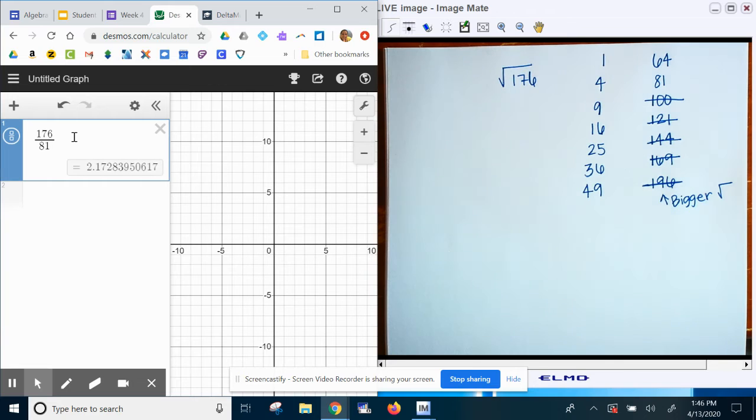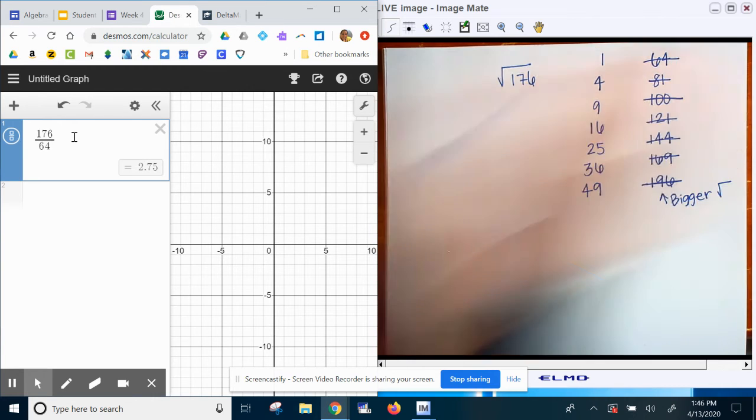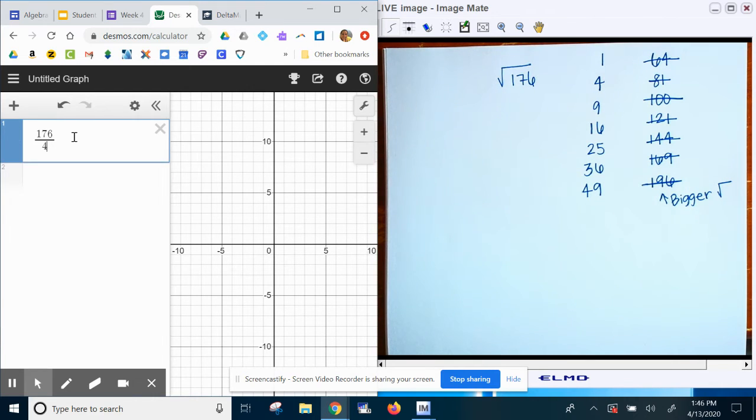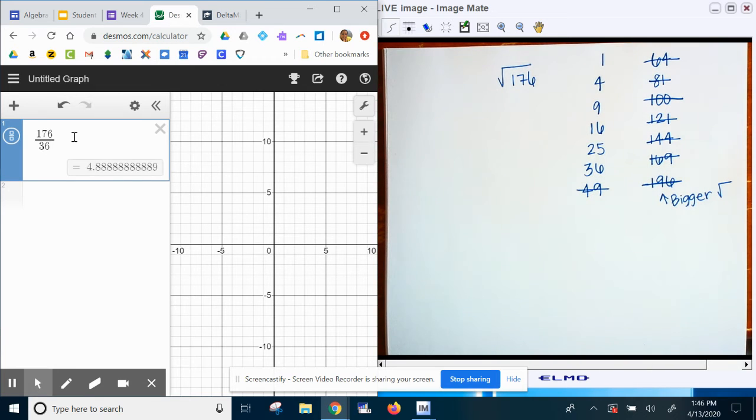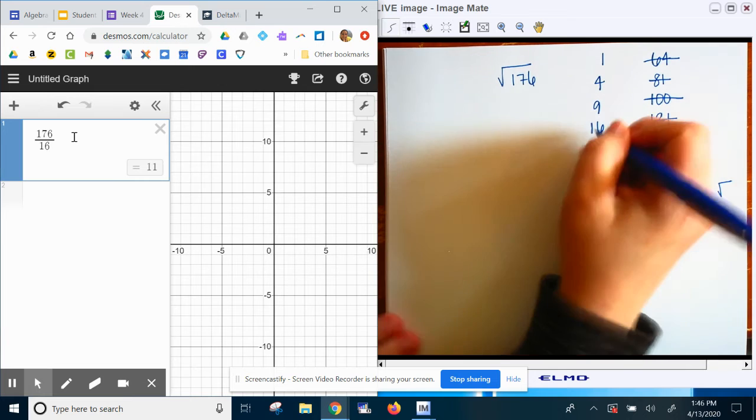81, there's another decimal. 64, that's a decimal. That's a nicer looking decimal, so maybe we're getting closer. Next up is 49, decimal. 36, that's a decimal. 25, decimal. 16, oh, that's a whole number.